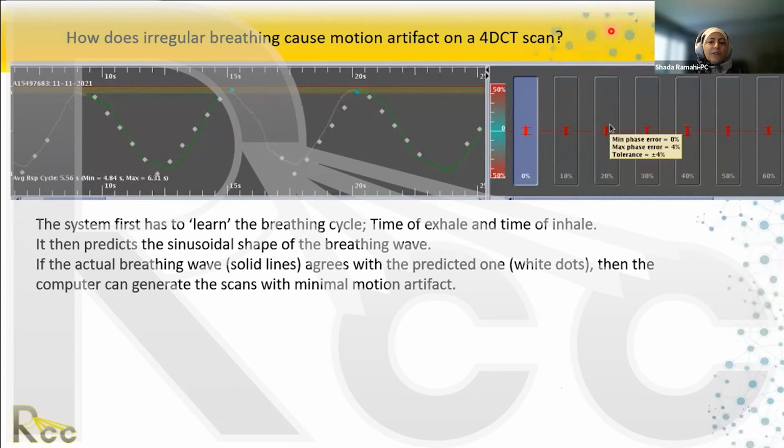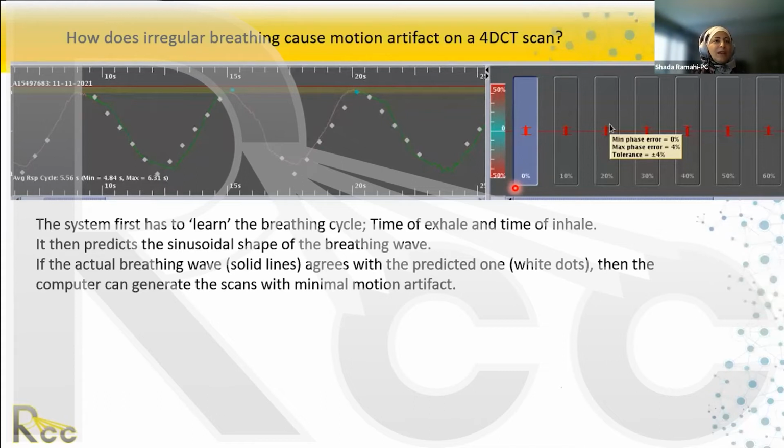Phase error in this example lets me know how well the computer can correlate the different phases that it is going to stack up from the CT scan to the actual breathing pattern of the patient. The minimum the phase error, the best the correlation, and the least artifact we have. So this is actually a textbook representation of motion management. And honestly, when I saw this, there's like one patient out of 100 where we have this perfect correlation.